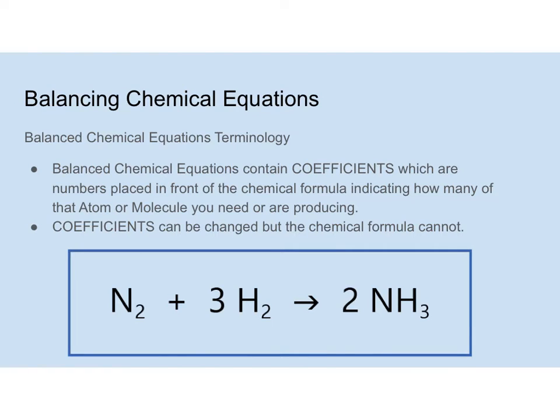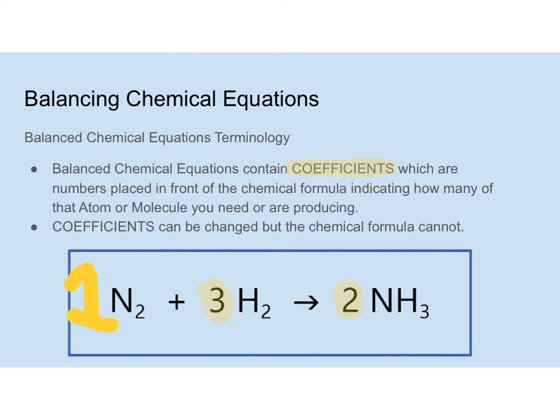So just some terminology, and there's only one term that you need to know for this, and it's the term coefficient. So balanced chemical equations contain these things called coefficients. Okay, I'm just going to highlight this word here. Now, what are coefficients? They are the numbers placed in front of the chemical formula. So this is a coefficient right here. That's a coefficient.